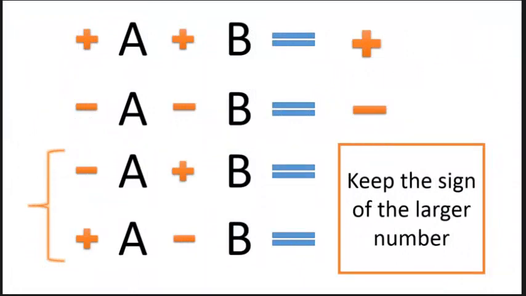So, to learn how to add and subtract negative and positive integers, you need to observe some signs. If the signs are the same, then add the two numbers and keep the sign of the two numbers. If the signs are different, then subtract the two numbers and keep the sign of the larger number.